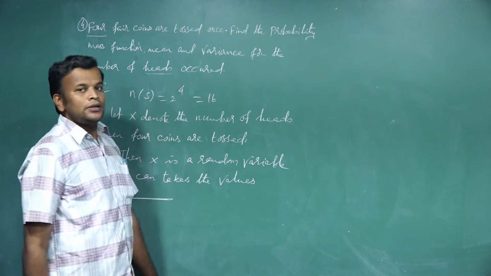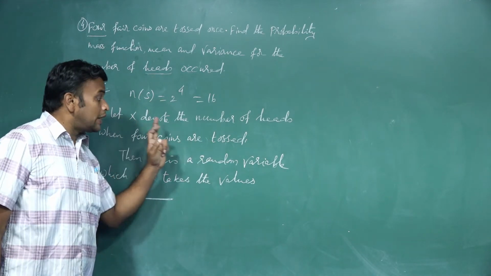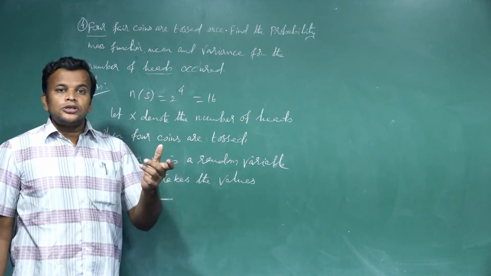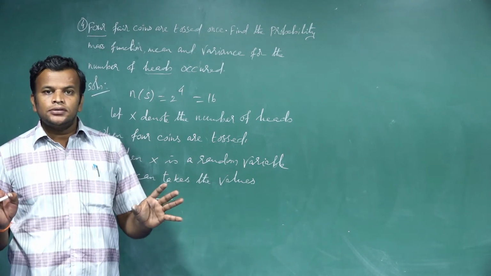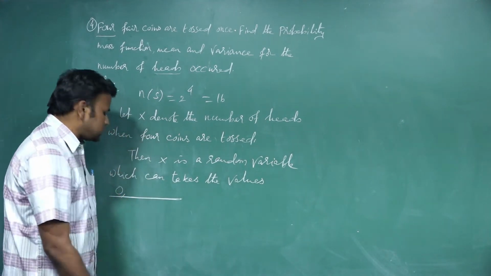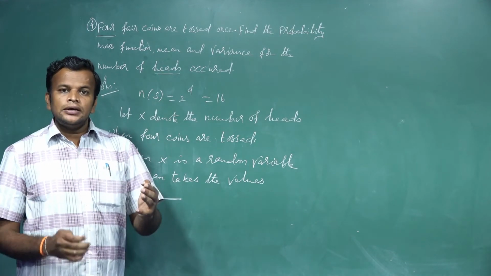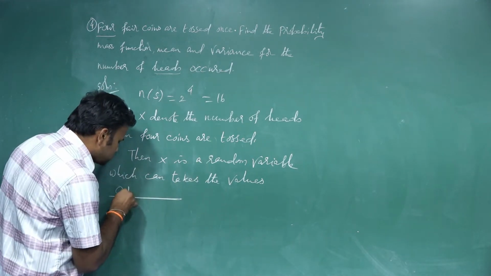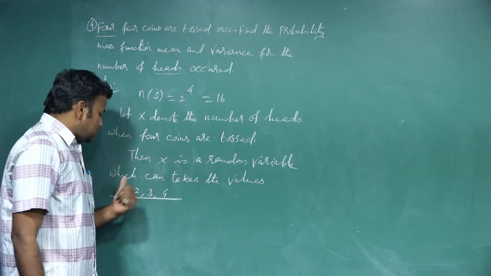You identify 4 coins are tossed. We take X as the number of heads. Let X denote the number of heads. We tossed 4 coins at a time. I say one event is all the 4 coins are tails. There is a chance. So the number of heads here is 0. It's 1 chance. We take another one. Out of 4 coins, any 1 coin is head and all the remaining 3 coins are tails. It's another chance. So the random variable value is 1. Next 2, 3, 4. So X can take these 5 values.